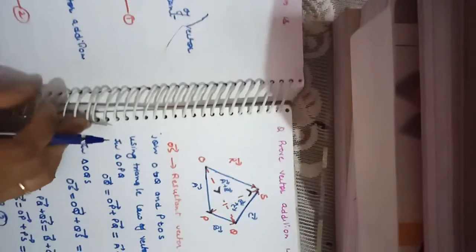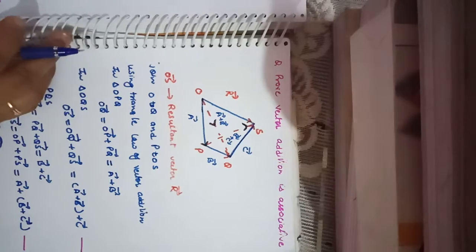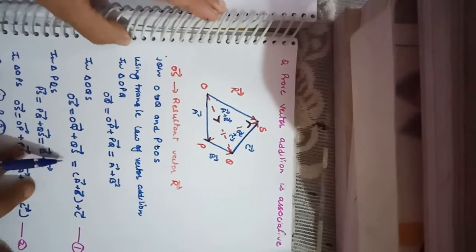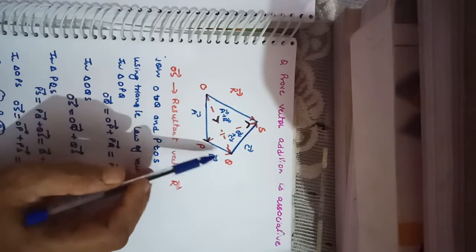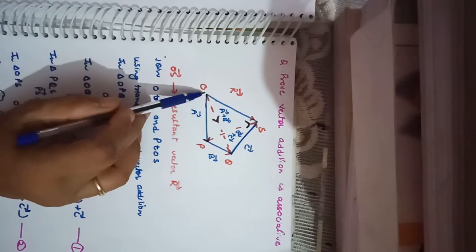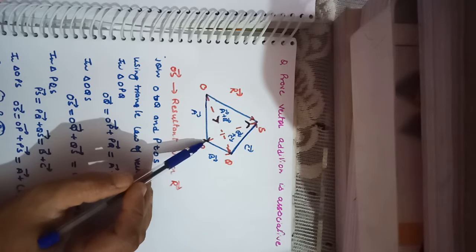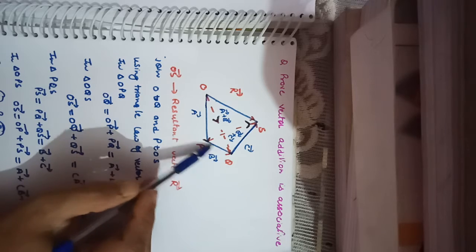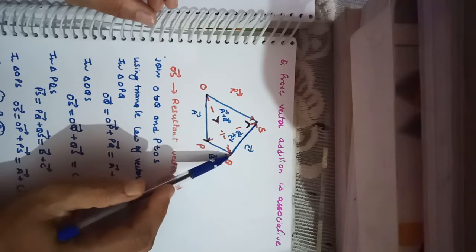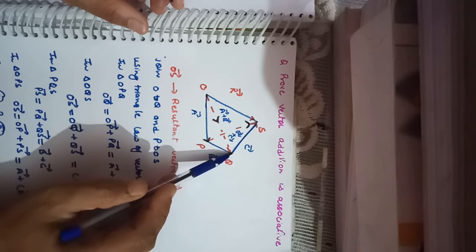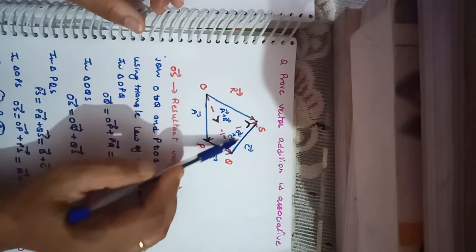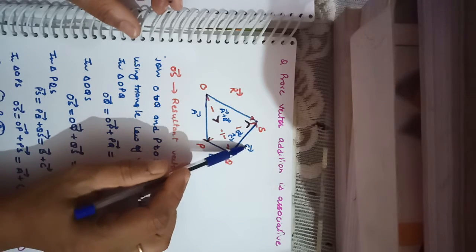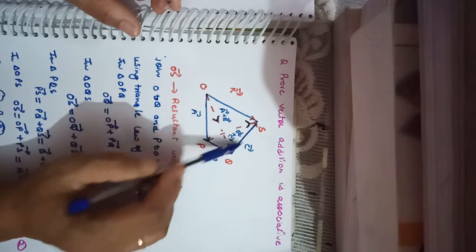Now second is the proof that vector addition is associative. What is the meaning of vector addition being associative? Here we are taking three vectors. First is OP vector. Now from the head of the OP vector, I have joined the tail of another vector PQ vector, and from the head of the PQ vector, I have joined the tail of the QS vector. So this is A vector, this is B vector, and this is C vector. I have joined three vectors in this way.